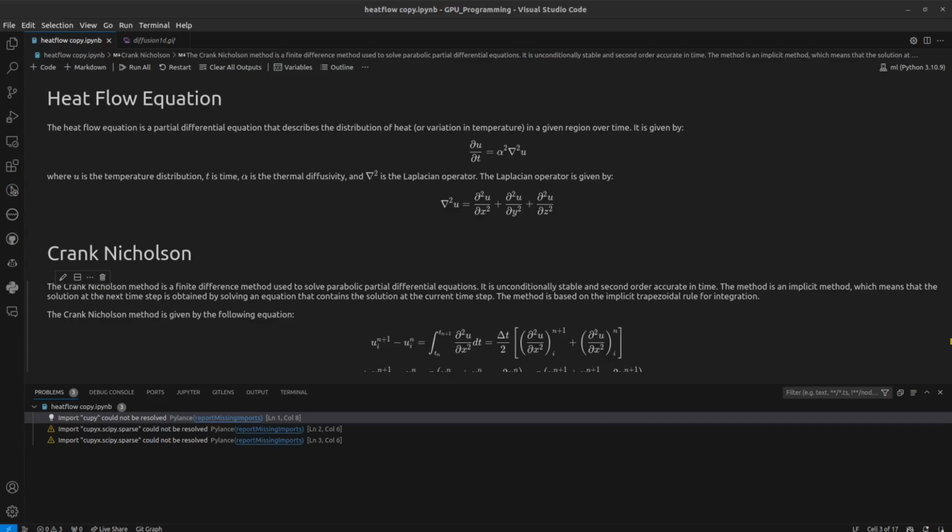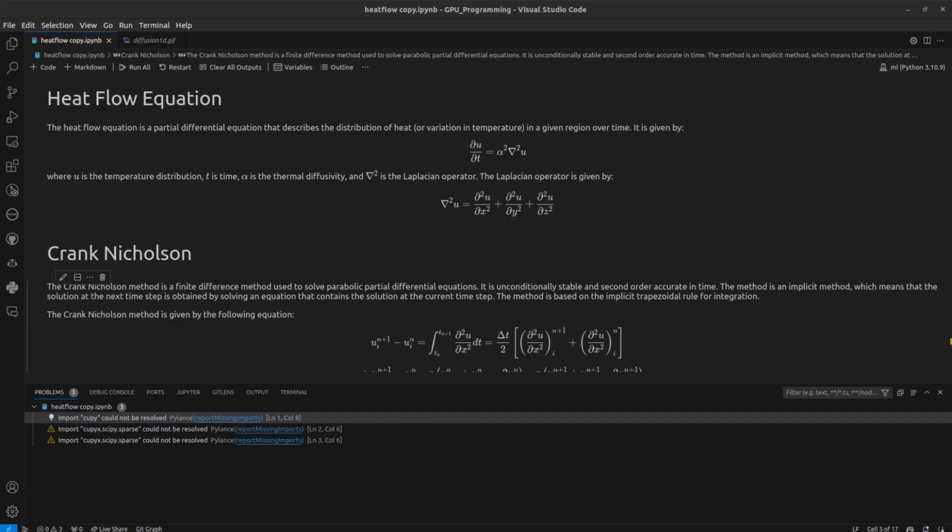Today we're going to have a look at the heat flow equation, first in one dimension, later on in more dimensions, and later on we are going to employ some GPU ways to compute the solutions to the heat flow equation. But let's just dive into the theory of the heat flow equation.